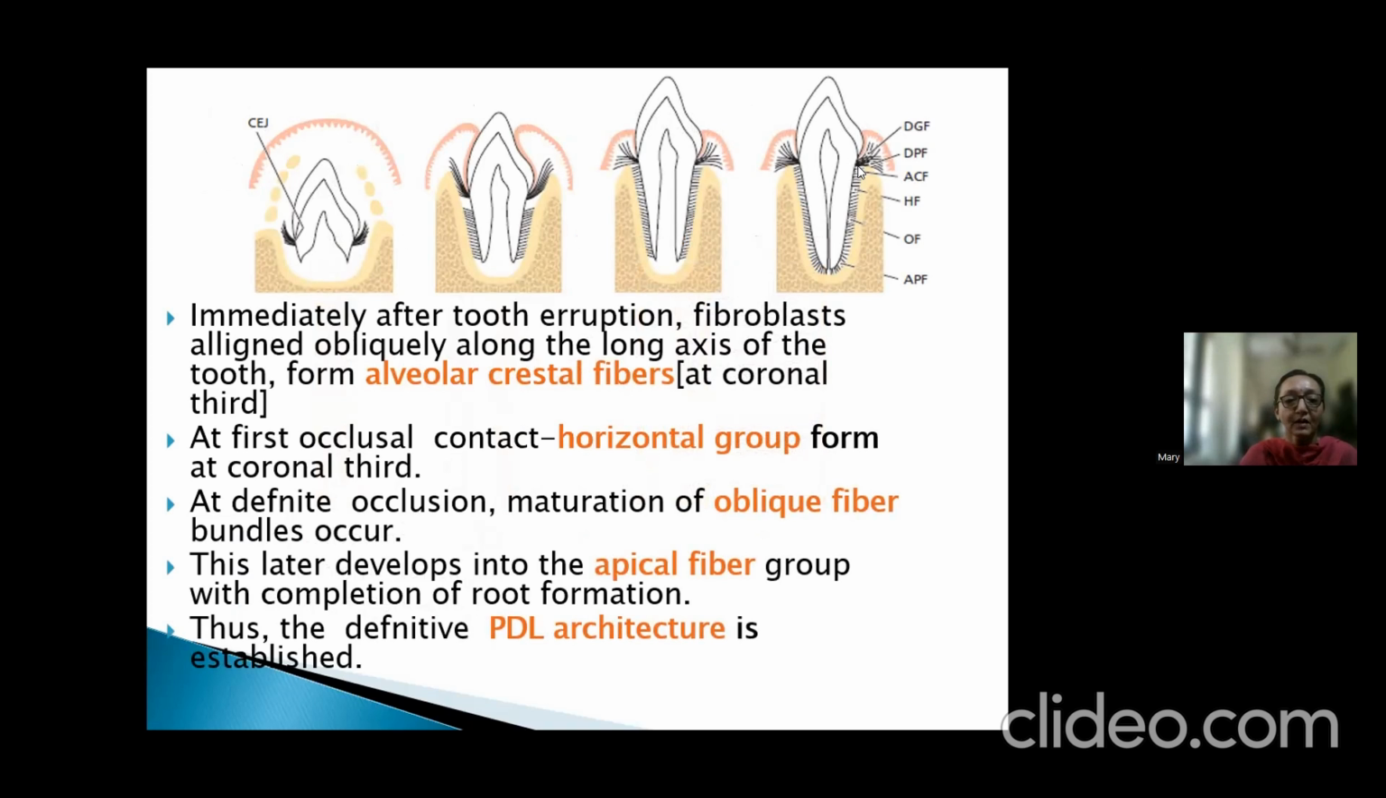That is, as soon as the tooth comes out of the gingiva, the horizontal group of fibers form and they occupy the coronal third of the tooth structure. With definite occlusion, that is when they meet the opposing tooth in the opposite arch, the oblique fiber bundles start developing. The last fiber to develop is the apical fiber, because as we all know, the apex of the root develops in the end. Thus the definitive periodontal ligament architecture is established. We also have another group of fibers, the interradicular fibers, which are usually seen in multi-rooted teeth.